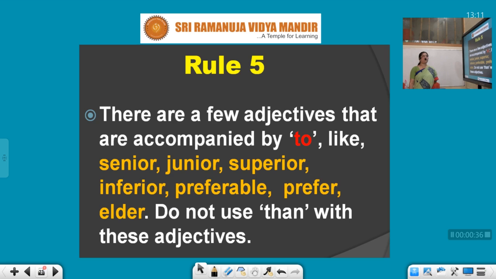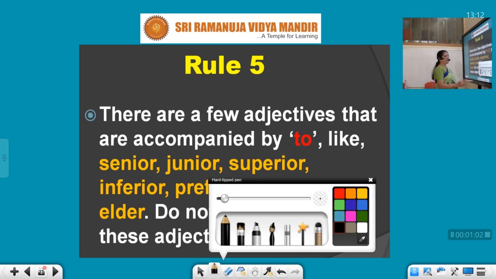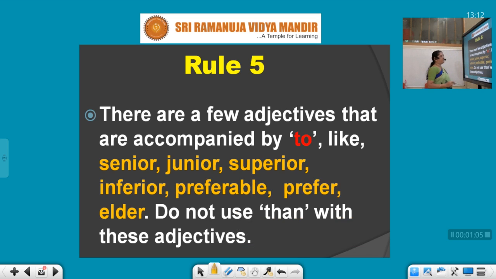Now, rule 5, there are a few adjectives that are accompanied by to. Generally, I said for superlatives, we have to use the, before the adjective. And for comparative, that is adding er or more after the adjective, we have to use than. That's the rule. So here, in the 5th rule, for certain things we are not going to use than, but we will use to.